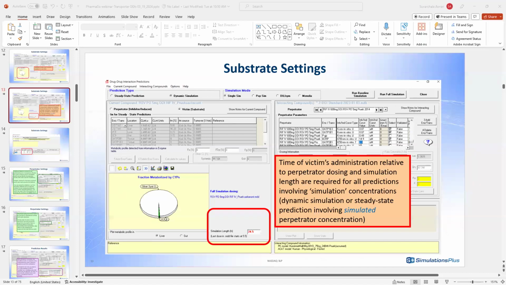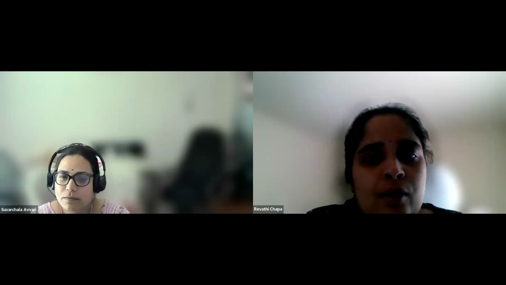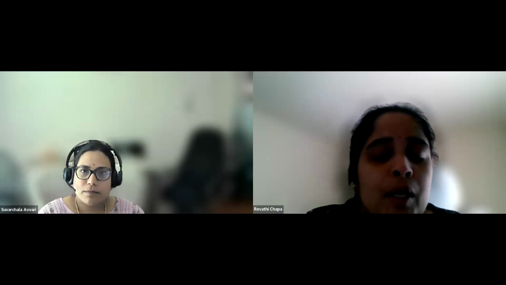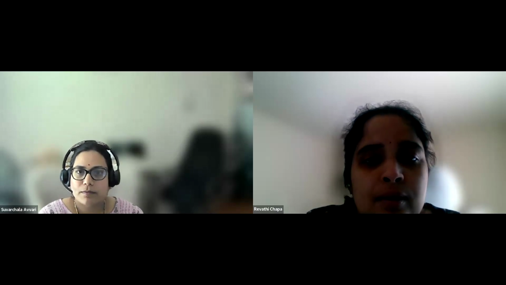I just see one that came in the chat, and it says, may I know if it is possible to evaluate a DDI with a biologic inhibitor and victim in terms of transporter? Revathi, do you want to take that? Because I'm not sure if we can do that with biologics. Yes, I think with monoclonal antibodies, and also ADCs, there are compounds where the drug you're giving could interact. So we could do that in our GastroPlus. Yes.